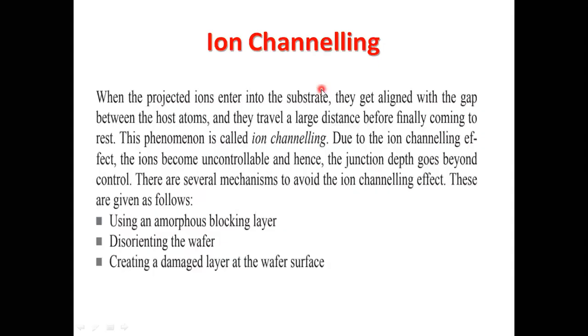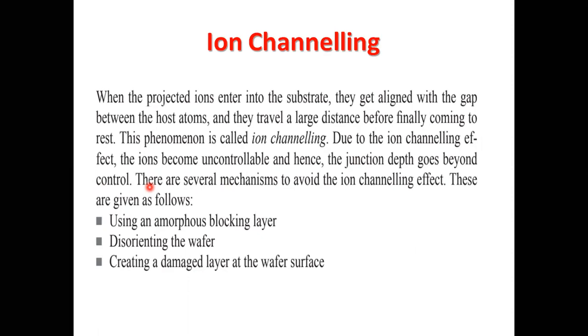The next topic after the ion stopping is the ion channeling. Now, when the projected ions enter into the substrate, they get aligned with the gap between the host atoms and they travel a large distance before finally coming to rest. This phenomenon is called the ion channeling. Due to ion channeling, the ions become uncontrollable and hence the junction depth goes beyond control.